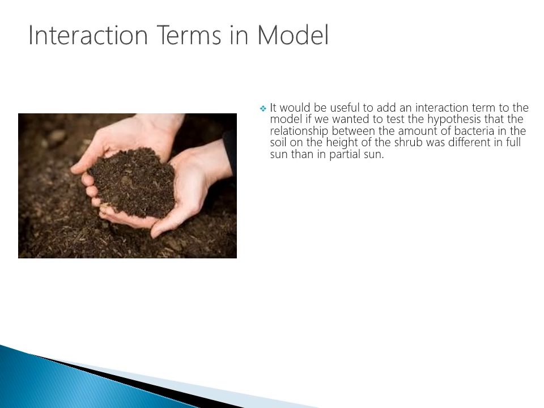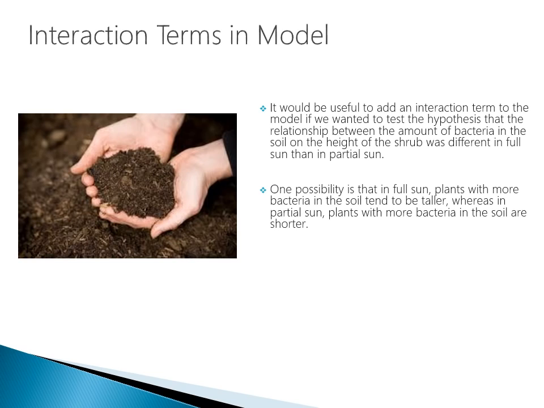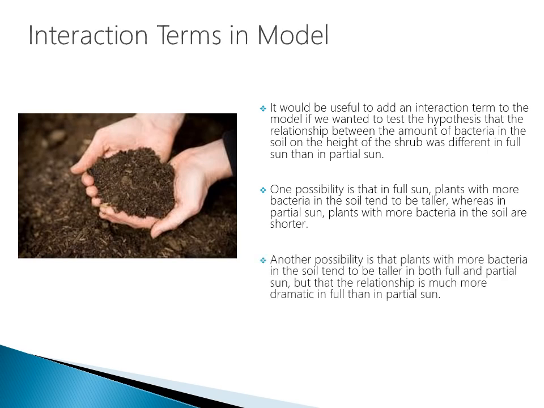It will be useful to add an interaction term to the model if we wanted to test the hypothesis that the relationship between the amount of bacteria in the soil on the height of the shrub was different in full sun than in partial sun, which is a very reasonable test to go about. One possibility is that in full sun, plants with more bacteria in the soil tend to be taller, whereas in partial sun, plants with more bacteria in the soil are shorter. Another possibility is that plants with more bacteria in the soil tend to be taller in both full and partial sun, but that the relationship is much more dramatic in full than in partial sun.